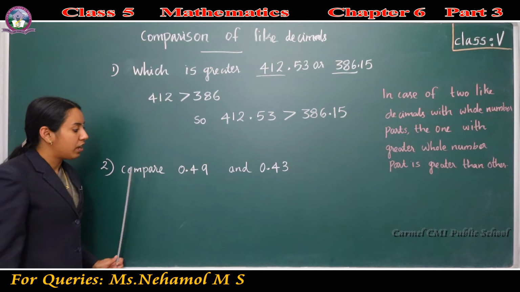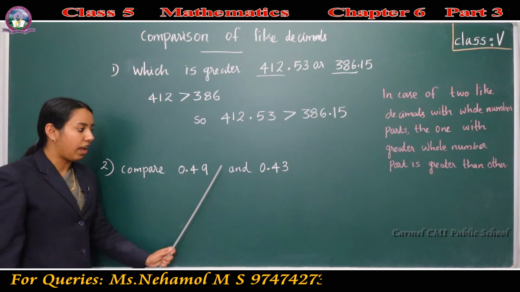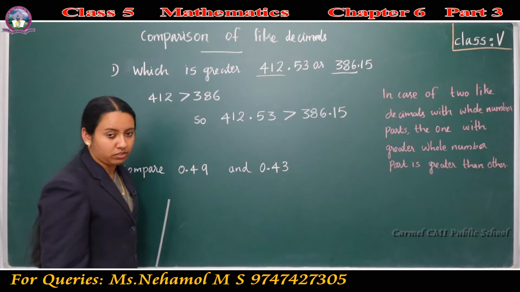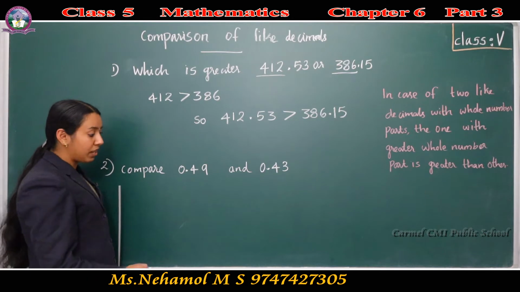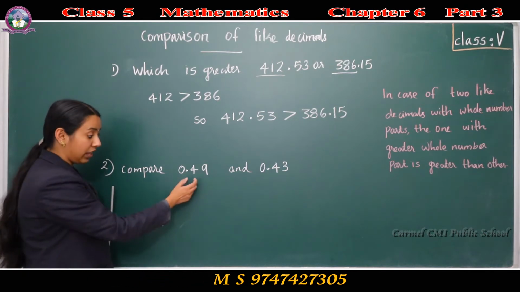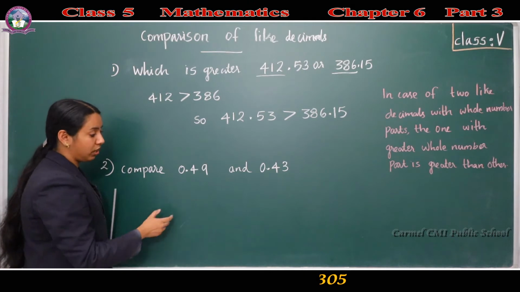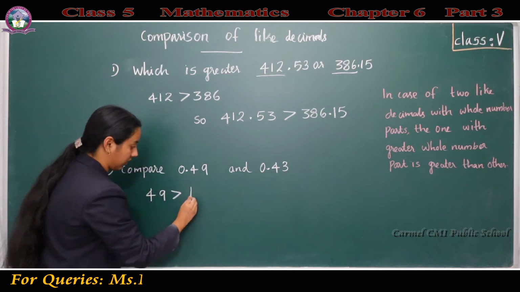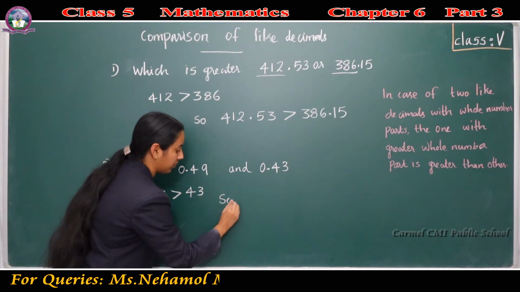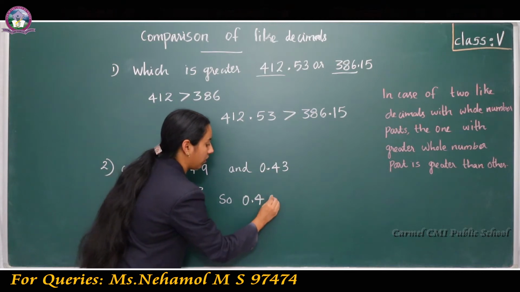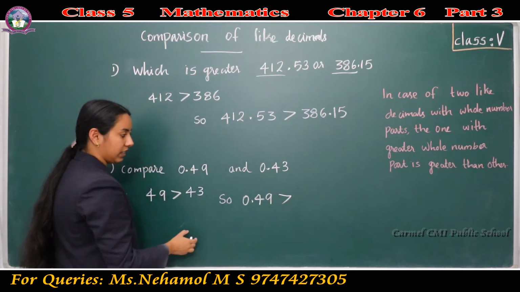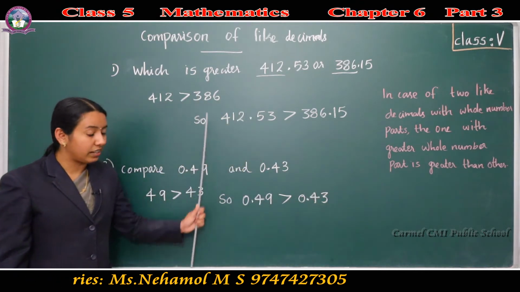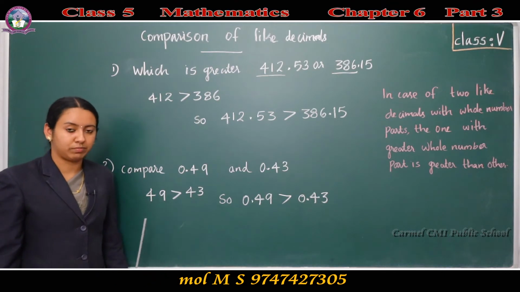Then, second question, compare 0.49 and 0.43. These are also like decimals. But the whole part is not there, so we have to consider the fractional part. Then we know that 49 is greater than 43. So, 0.49 will be greater than 0.43. In the case of like decimals, we can compare this way.